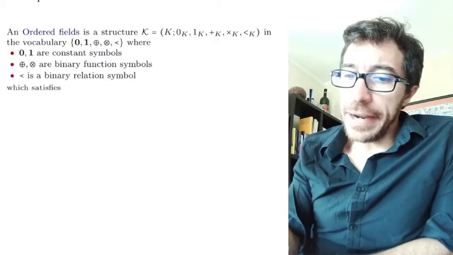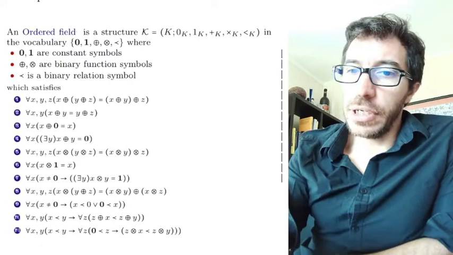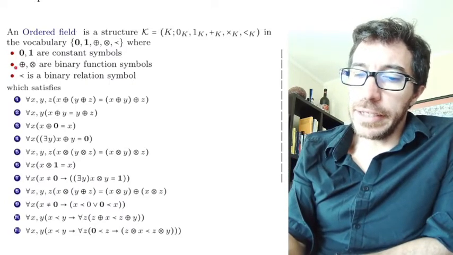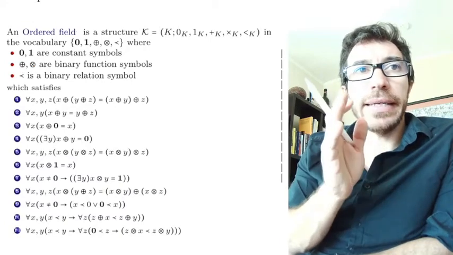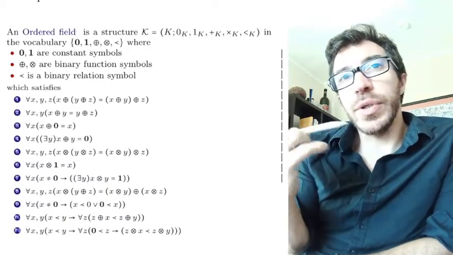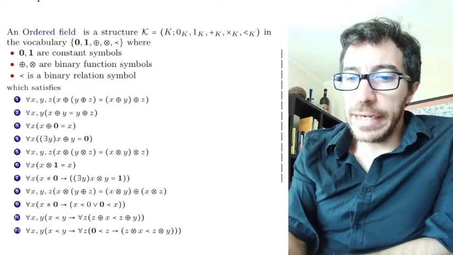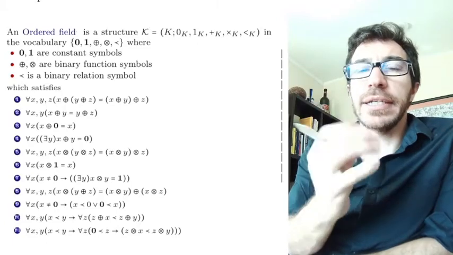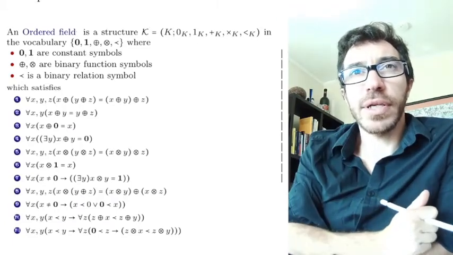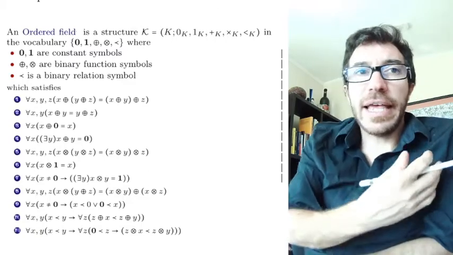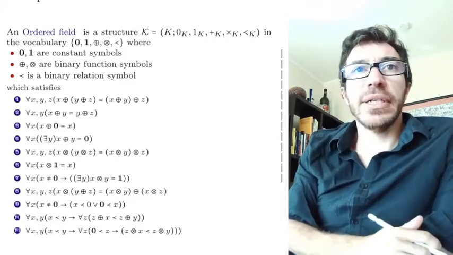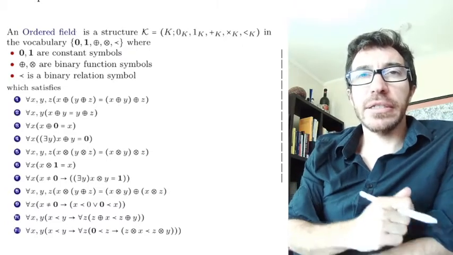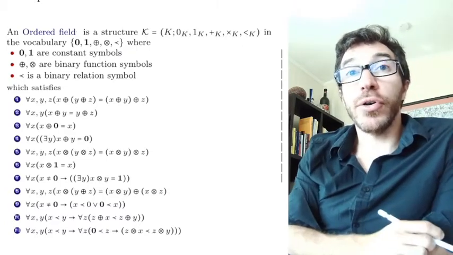And what do we need? So here we have that 0 and 1 are constant symbols. The plus and times are binary function symbols. So they are operations that take 2 inputs and output one thing. And less than is a binary relation symbol. So it takes 2 things and then outputs whether it's true or false. So these 2 things satisfy this relation. And there's a lot of axioms. I'm not going to go through them, but a lot of axioms. And if you satisfy all these first order formulas, then you are said to be an ordered field.